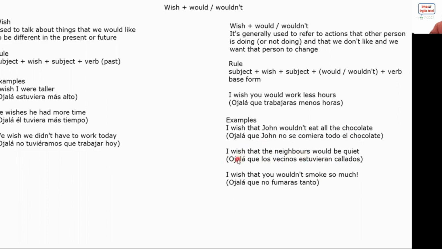Los vecinos son muy ruidosos o escandalosos. Eso no me gusta. Quiero que los vecinos cambien este comportamiento. Por lo tanto, utilizo el verbo wish más el auxiliar would. No es algo que estén haciendo. El estar callados no es algo que están haciendo ahora mismo y quiero que lo cambien.